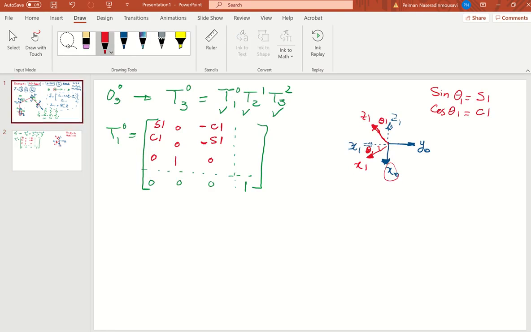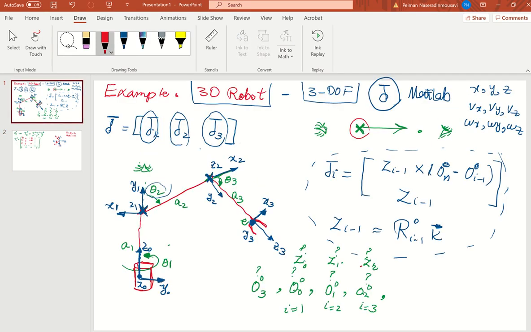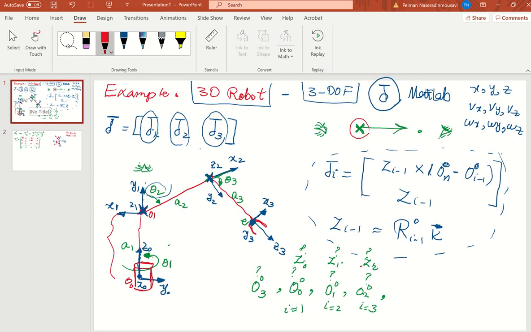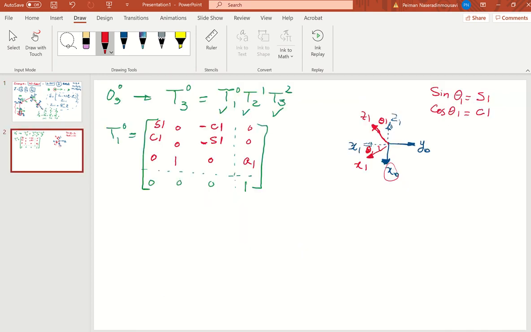And now the transformation, guys. The origin O1 with respect to O0 has a translation in this direction. In which direction? Z0. So it's going to be 0, 0, and A1. Understand, guys? Only in this direction. A1. So we found that.